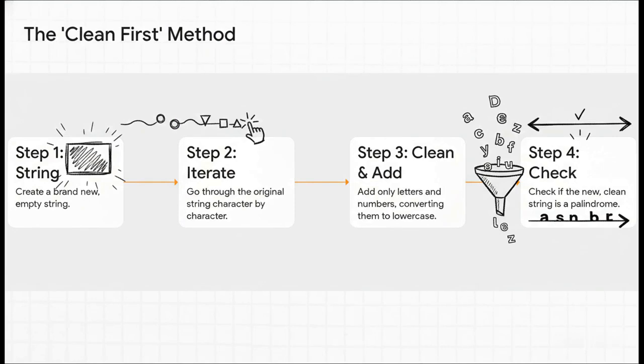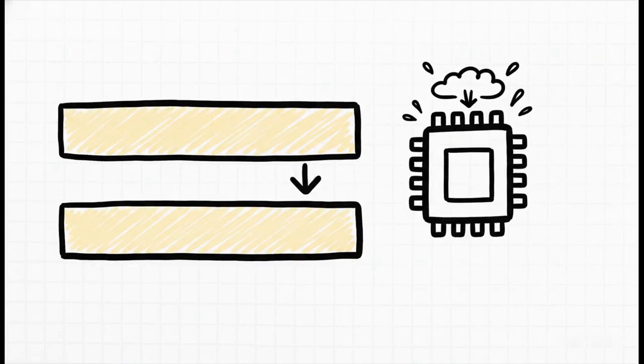Well, the steps are pretty straightforward. You'd probably start by creating a brand new empty string. Then you loop through the original one character by character. If you see a letter or a number, you just grab its lowercase version and stick it into your new string. By the end, you've got this nice, clean string like "Anne, Mana, Pla, Canal, Panama," which is super easy to check. But here's the catch, and it's a big one.